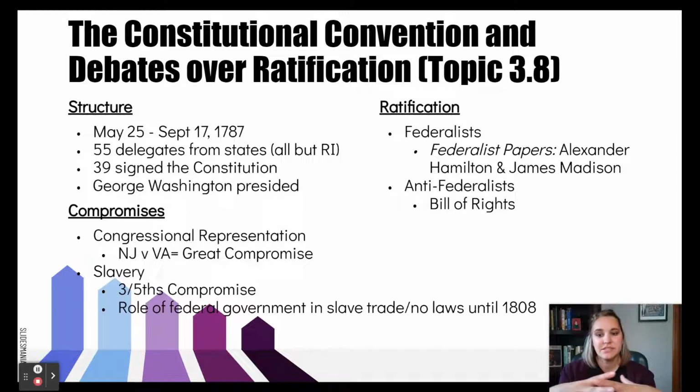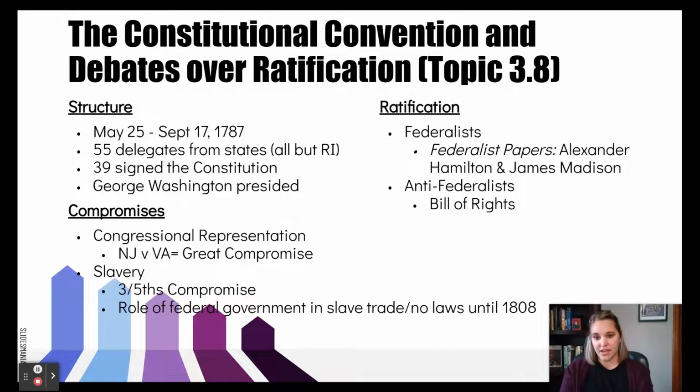So delegates are going to meet in Philadelphia here, all states but Rhode Island, and they are going to come up with a series of compromises. One of the most important is going to be the Great Compromise. This is dealing with congressional representation. So New Jersey had proposed a plan of equal representation. So every state would have the same number of representatives. However, Virginia, a larger state, wanted representation to be proportional based on population.